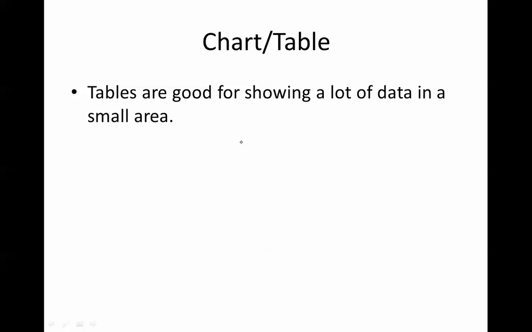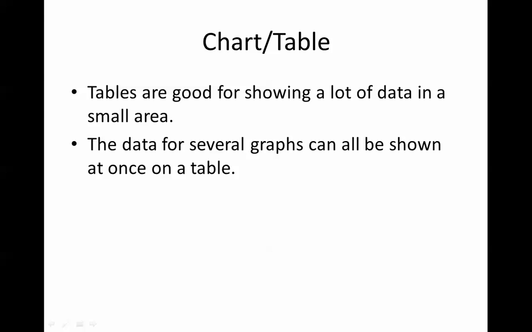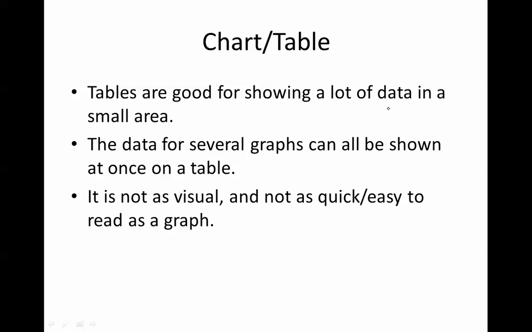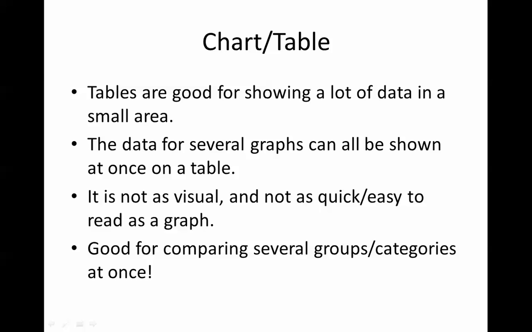There are lots of different ways to present the data once we have it, and it's important that we do it in a way that is accurate and meaningful. Okay, the first way that we can present data is in a chart or a table. Tables, or charts, are really good for showing a lot of data in a small area, right? To be honest, a whole bunch of different things can be shown all at once, but it's not as visual. It's not as quick or as easy to read as a graph, but you can have a whole bunch of stuff there at once. Again, good for comparing several categories or groups at once.